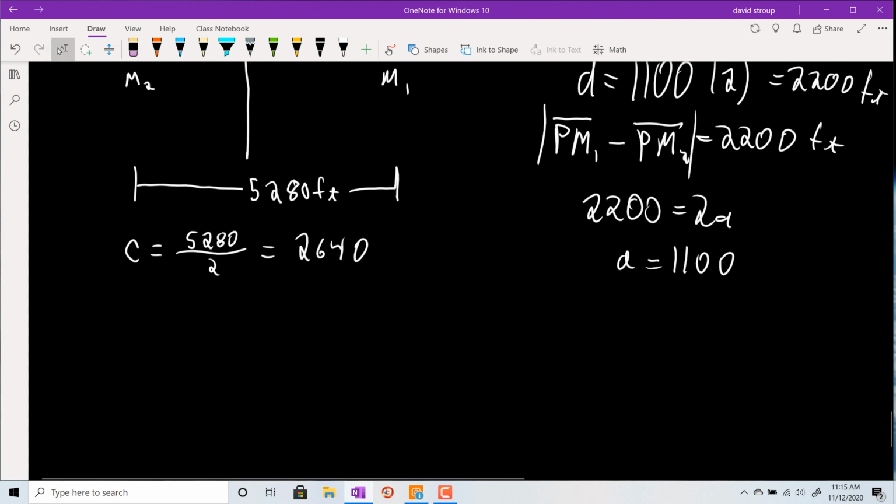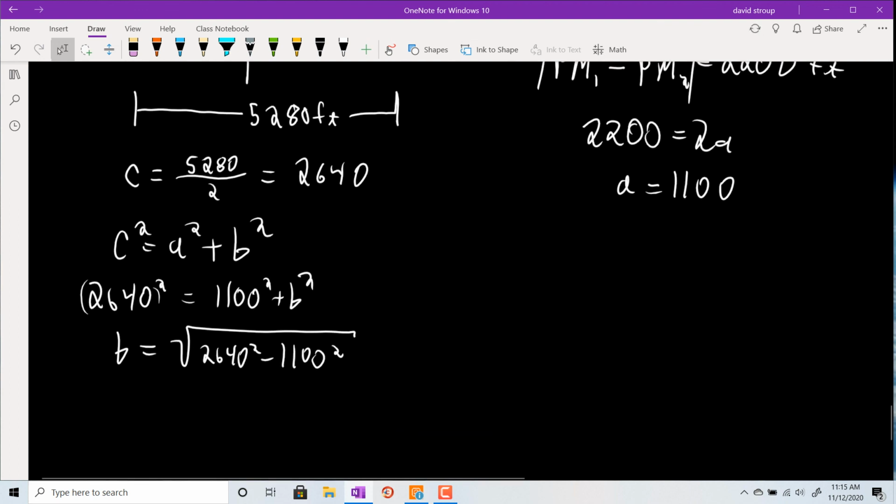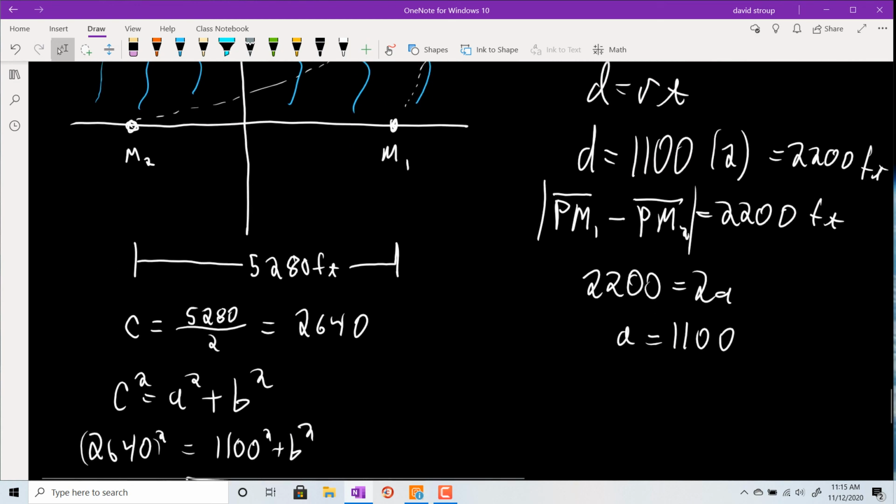And from there, you can get the B value, because we have this relationship: C squared is equal to A squared plus B squared. So 2,640 squared is equal to 1,100 squared plus B squared, and then solve for B. So B squared will equal 2,640 squared minus 1,100 squared, which turns out to be some obnoxious number, 5,759,600.